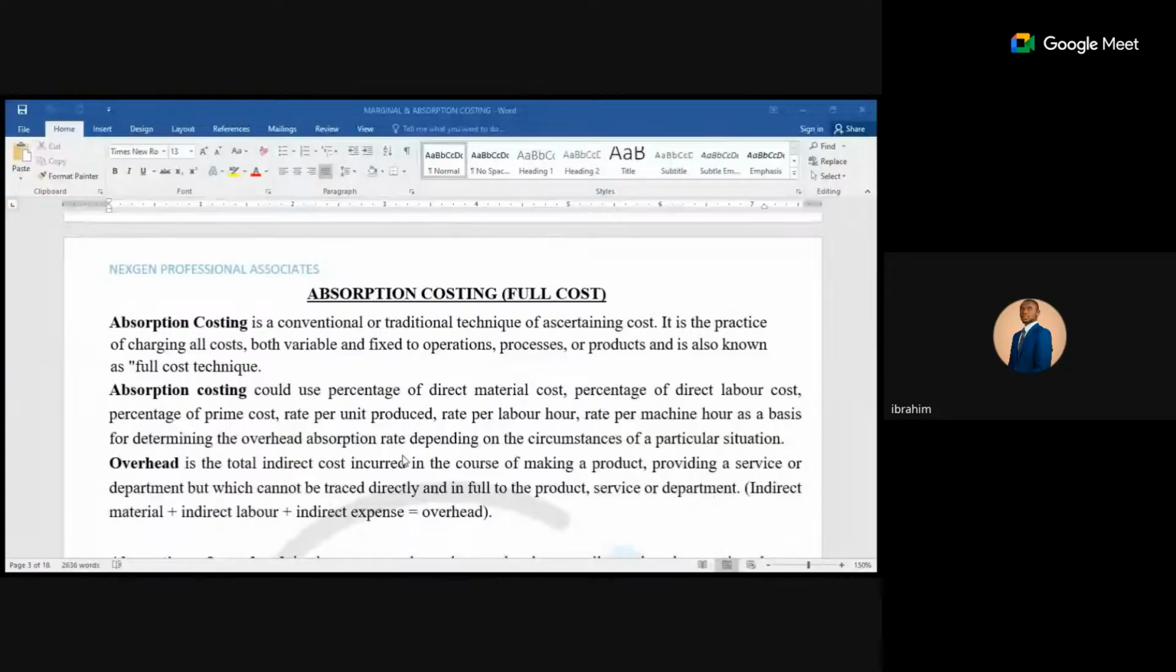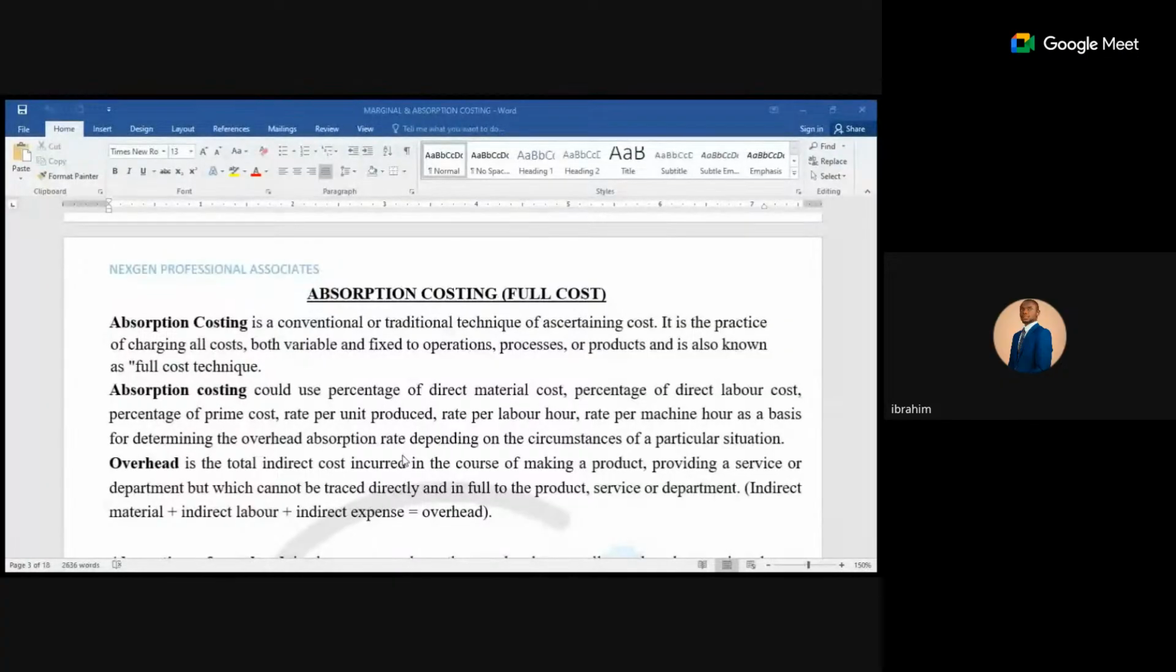The question may tell you that the company absorbed their overhead on the basis of machine hours. You know that you are allocating your cost based on the number of machine hours. If the question says the basis of absorption is the units produced, you know that you are allocating your costs based on the number of units you produce. If it is based on machine hours or labor hours, it is based on the number of hours worked.